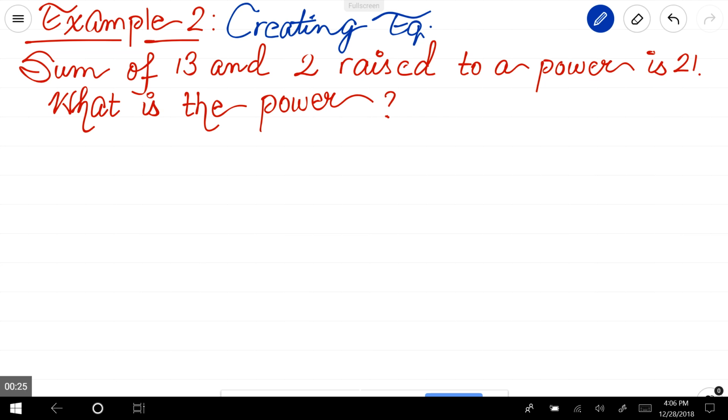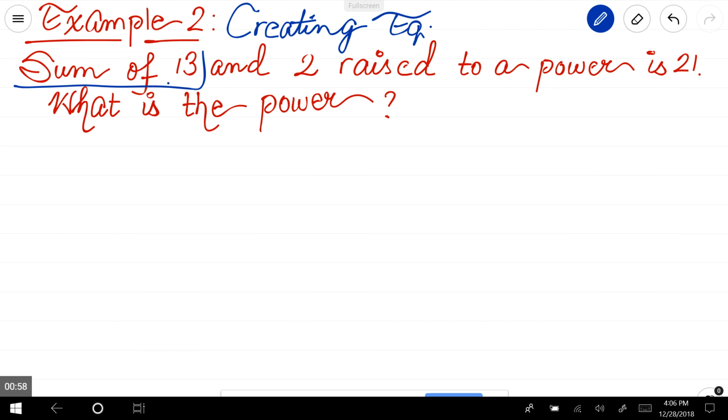The question says the sum of 13 and 2 raised to a power is 21. What is the power? It is a pretty simple question, but it can get really confusing because students can think in two ways. They may think the sum of 13 and is separate, or they may take the sum of 13 and 2 together and then raise it to a power. So we have to read it carefully.